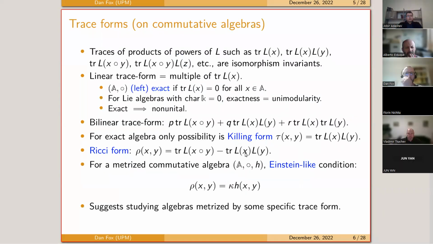But what do I mean by trace forms, just to make this a little clearer? Here I'm thinking of a commutative algebra or an anti-commutative algebra. And I mean traces of products of powers of the multiplication endomorphism, things of this form, perhaps involving also iterated products inside. If I were working with a general algebra, I'd have to say traces of products of powers of L and R, not just L. But fine, I'm trying to keep things as simple as possible.